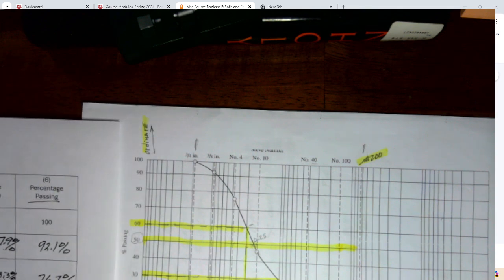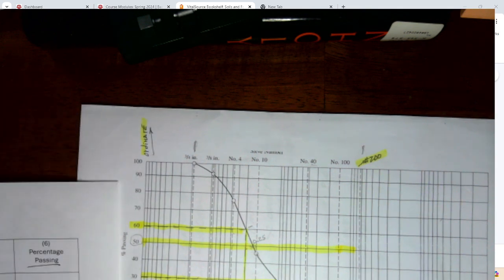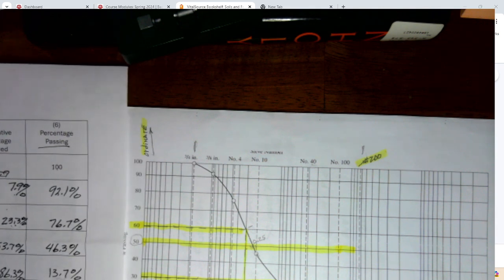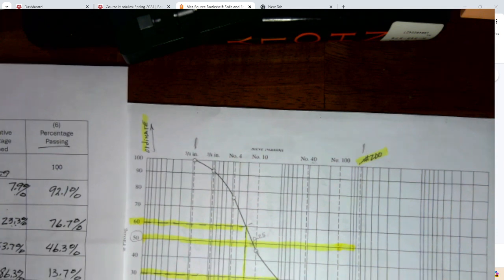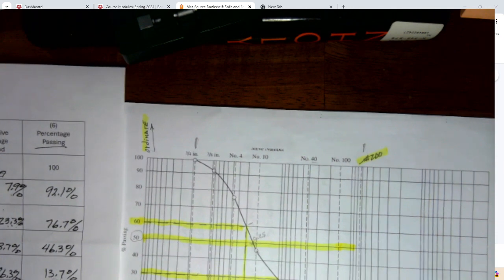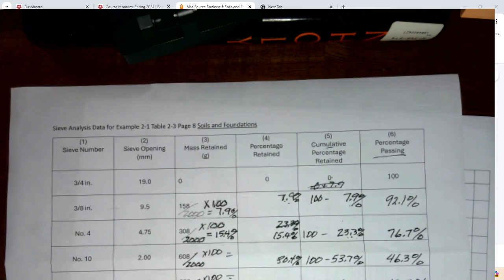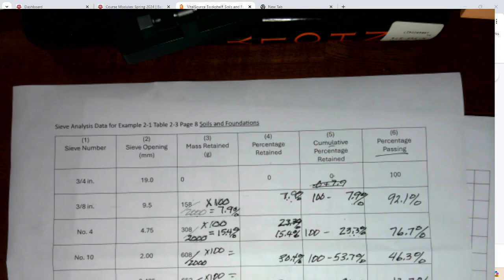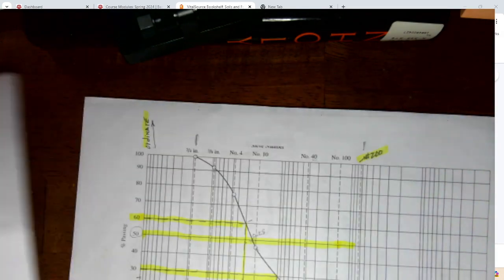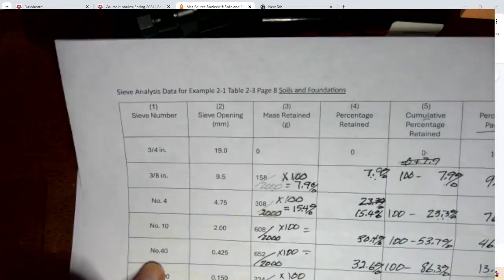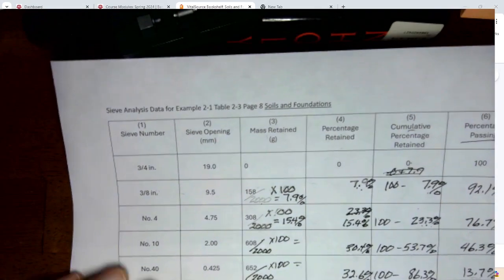It's never going to line up. But if you look at the number 4 sieve over here, number 4 is 76.7 as it is here. The number 10 sieve is 46.3, and the number 10 sieve over here is 46.3. So you can see I've got all of these. The number 40 is 13.7 over here.